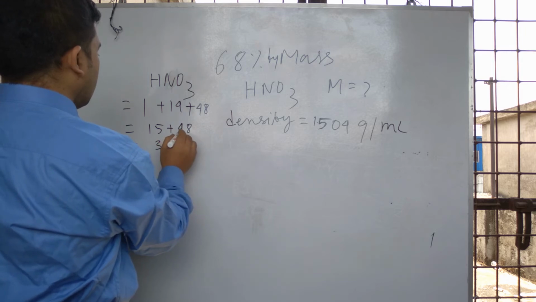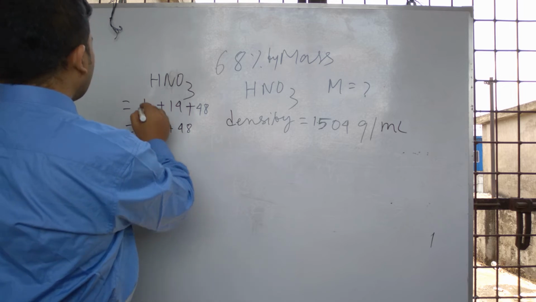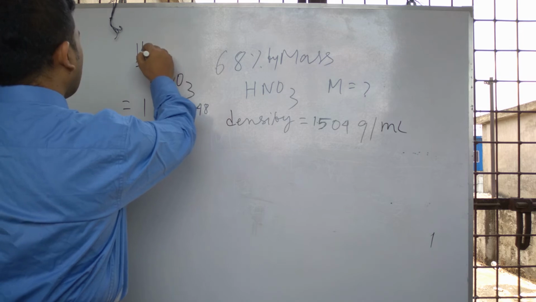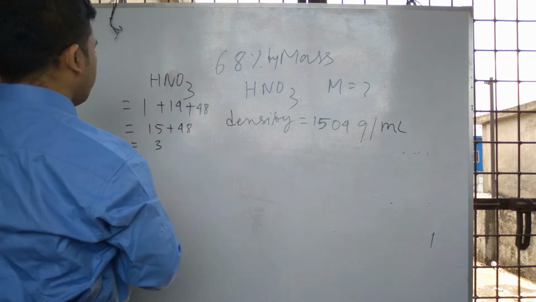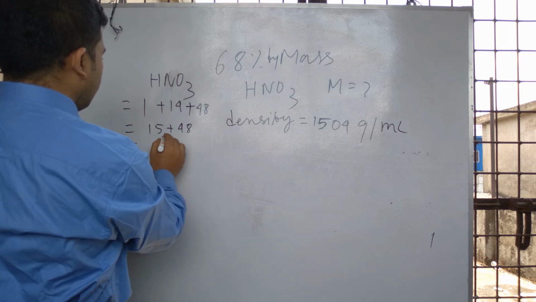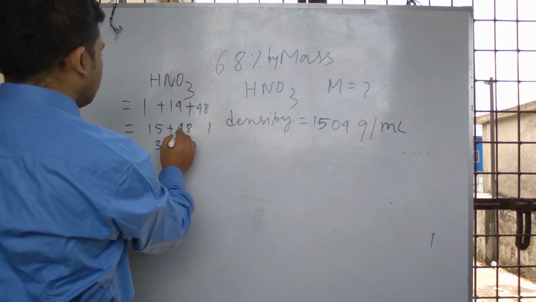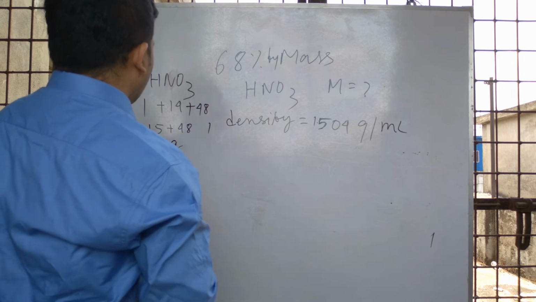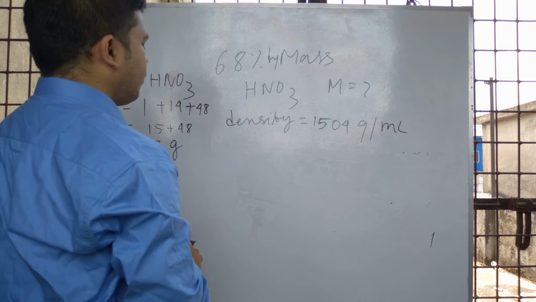Okay, this 15 plus 48, so it is 9, 10, 11, 12, 13, carry 1, 4 plus 1, 5 plus 1, 6. So 63 gram. This one is the molecular weight of nitric acid, 63 gram.